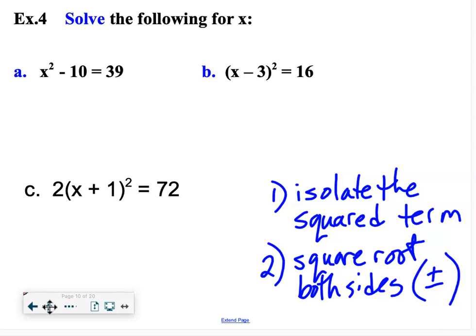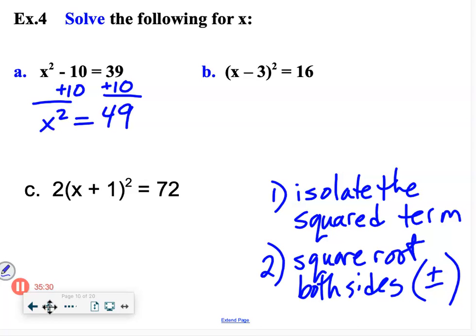How about add 10? Oh, yeah. Okay, all right. Okay, add 10. So I add 10, and I have x squared equals 49. Is the squared term isolated? Yes. I'm ready to square root both sides. I'm going to go ahead and write a square root here. Let me break this up. Nope, I'm going to erase and move it over. Okay. And I'm going to put a square root here.